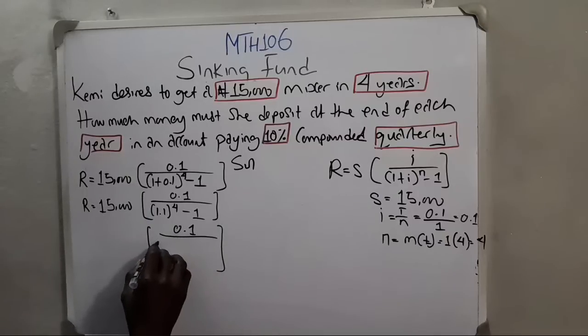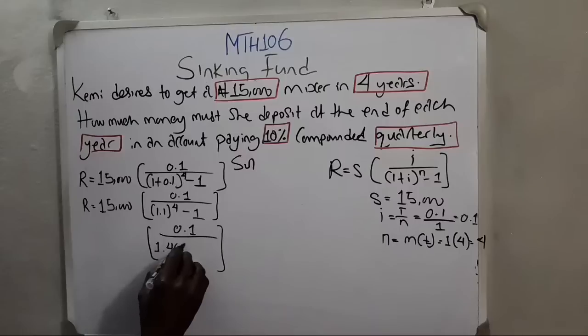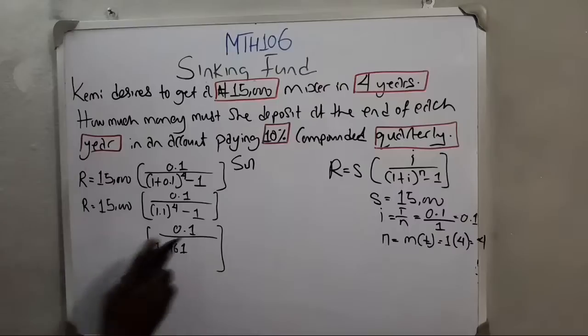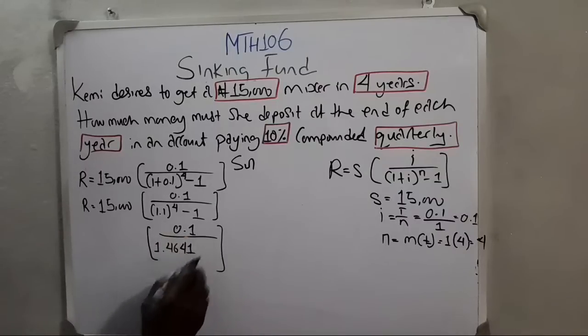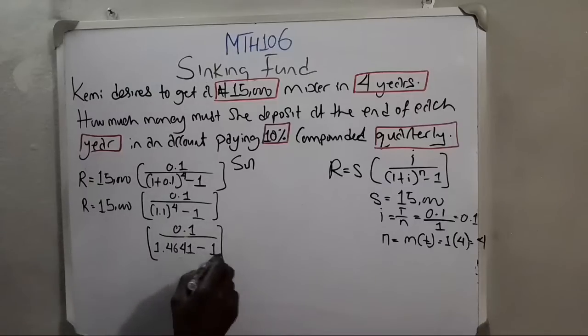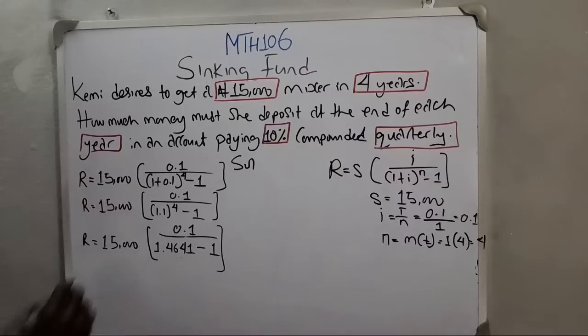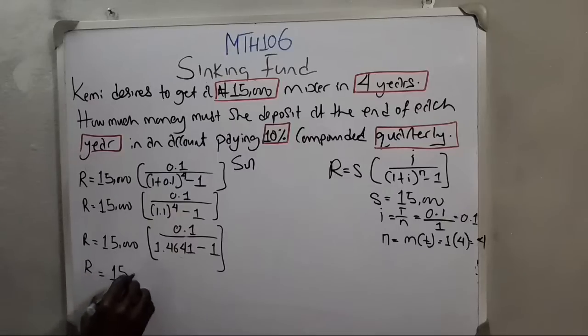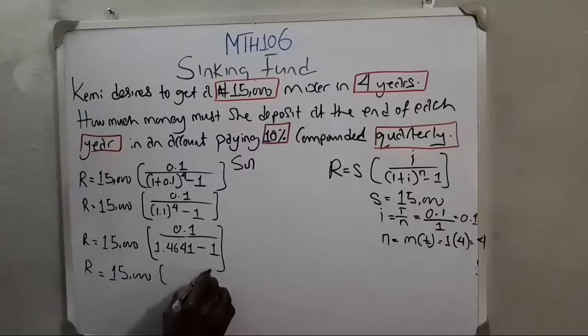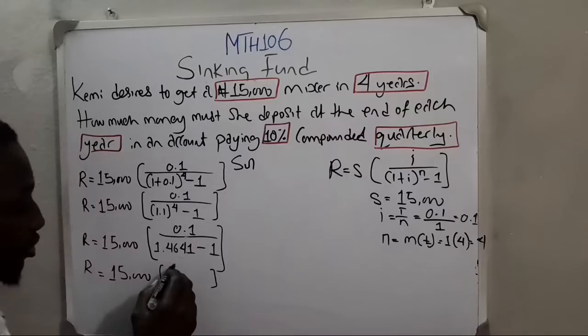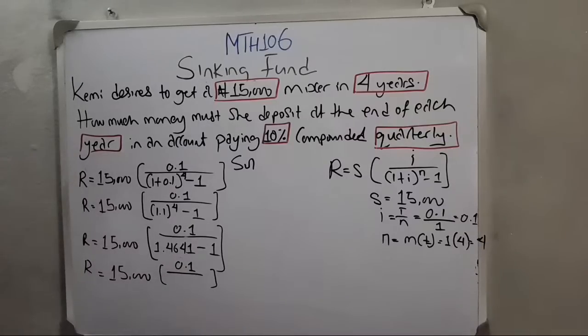That's 1.4641, minus 1. That's 15,000. R equals 15,000, so we have 0.1 over 0.4641. So we divide 0.1 by that.